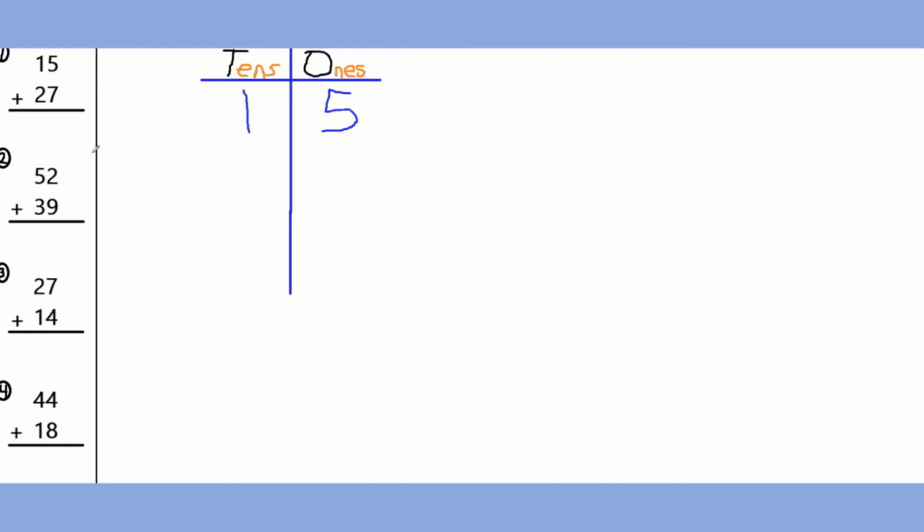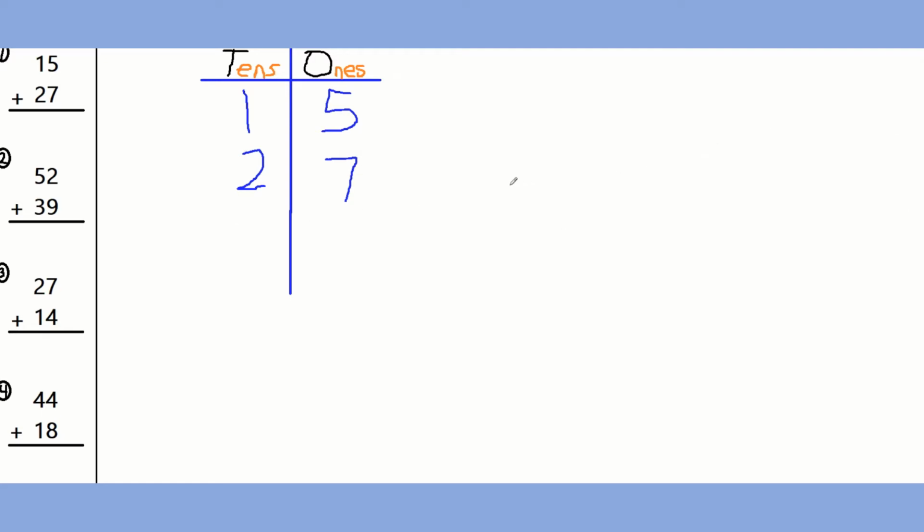Okay? Now let's look at 27. How many ones does 27 have? 7. We see it here. It's on the right side. How many tens does 27 have? 2. 2 tens. So now we have written it out on our T-O chart, or our tens and ones chart. And we can see 15 here, 1 ten, 5 ones, and 27 here, 2 tens, 7 ones.